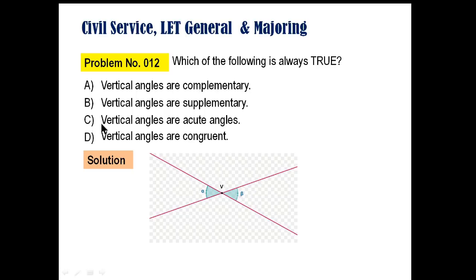For letter C, vertical angles are acute angles. So meaning the measure of the vertical angles, the two angles, are acute.